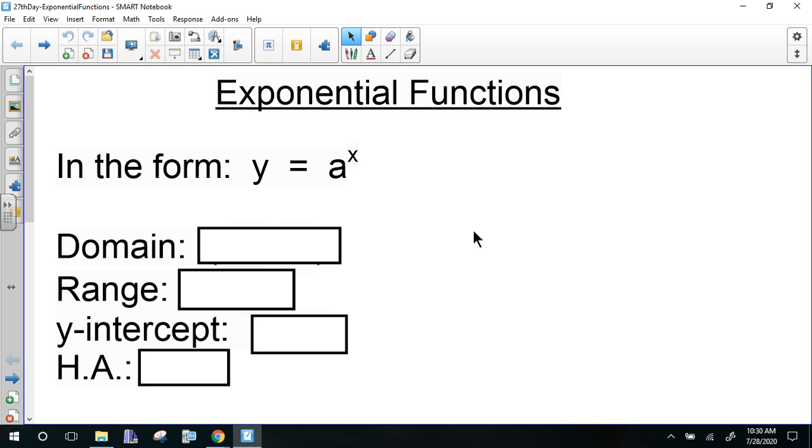Good morning, guys. Today we're going to start Unit 3, which is our exponential and logarithmic functions. Today we're going to talk about exponential functions and their graphs.